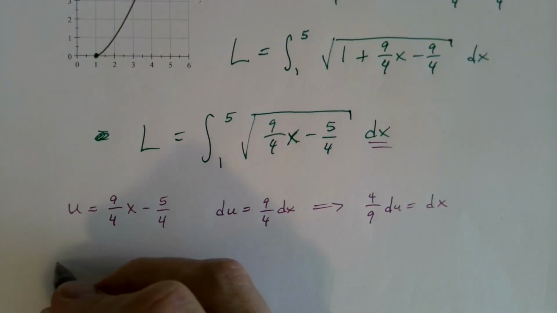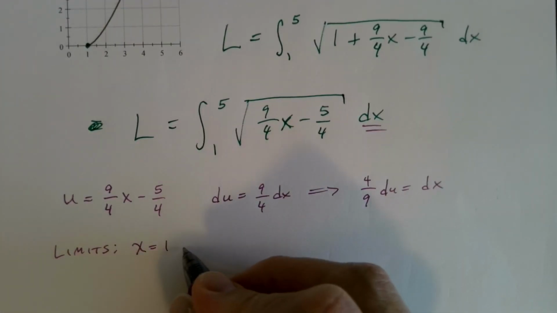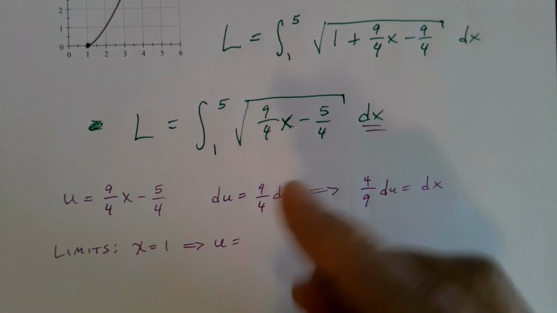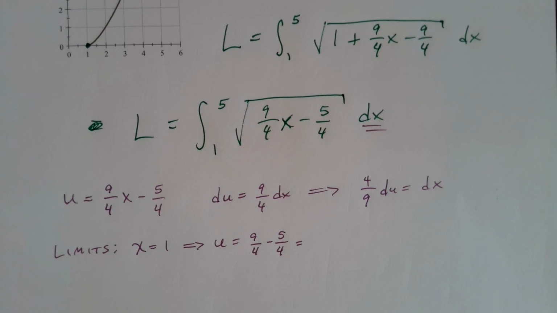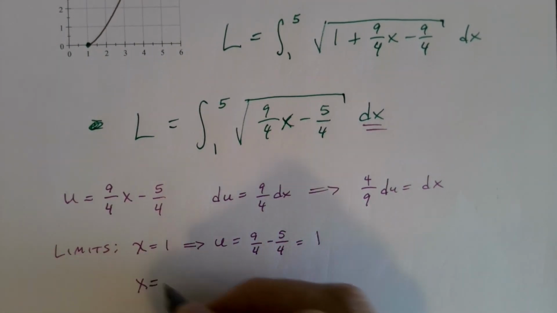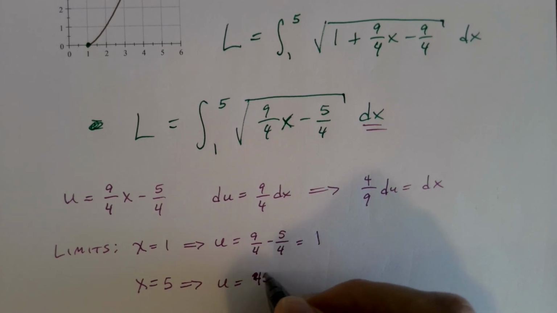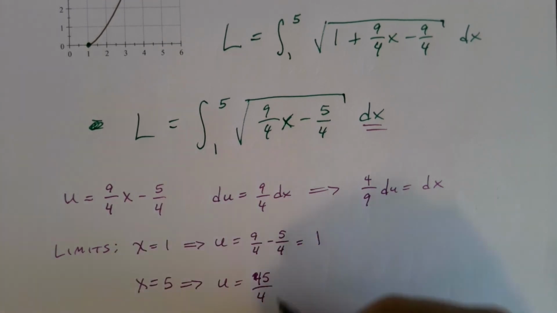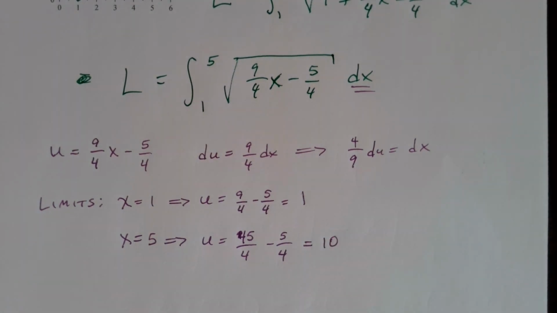I also want to change the limits in this case because I have a definite integral. So when x is 1, what is u? I plug in x is 1 here. I get 9/4 minus 5/4, which is 4/4, which is 1. Well, hey, that doesn't change. x is 1, u is 1. However, if x is 5, I get u is 9 times 5, which is 45/4, minus 5/4. 45 minus 5 is 40. 40/4 is 10. So from 5, I go to 10.